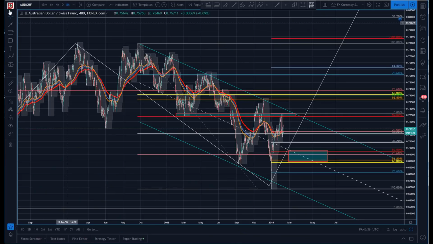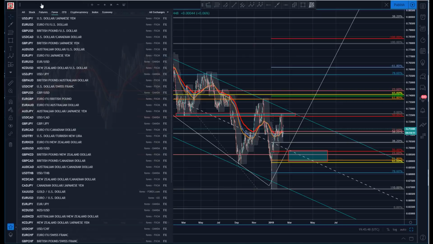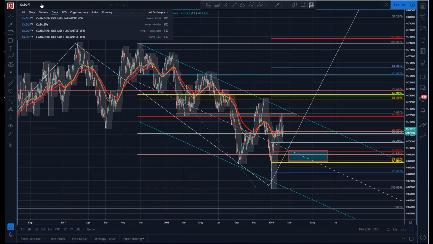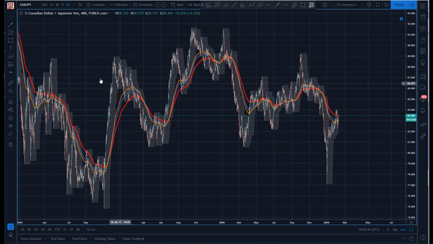All right, so let's come over here. Let's go JPY, CAD. Oops, wrong direction. CAD, JPY. I always use Forex.com. That's where I'm going to trade. Okay, so there's the CAD yen.